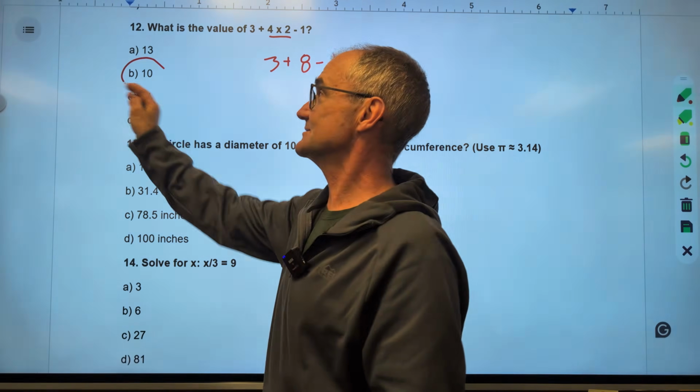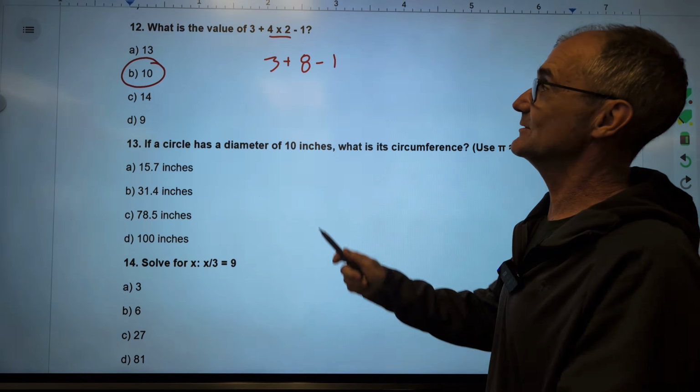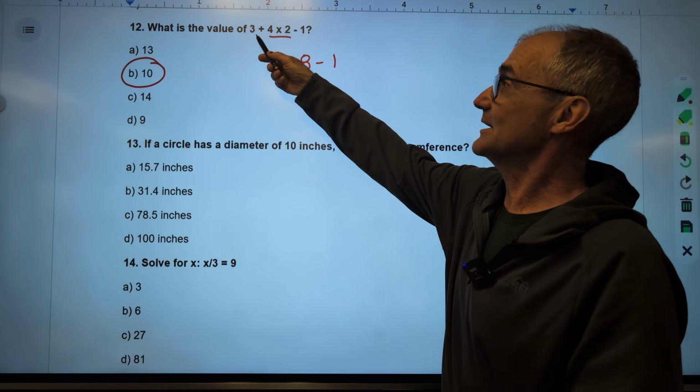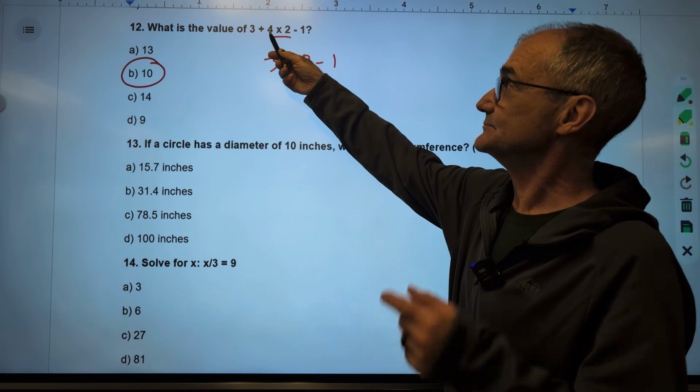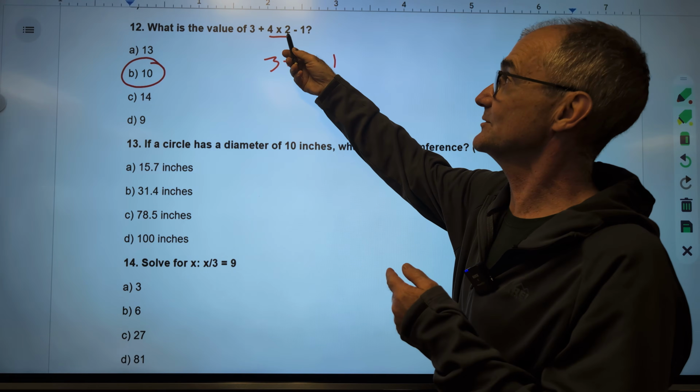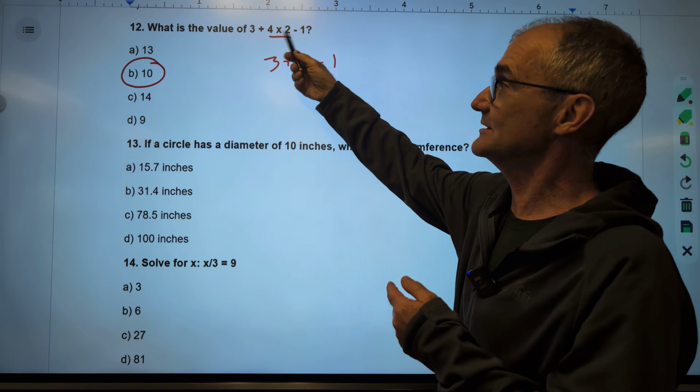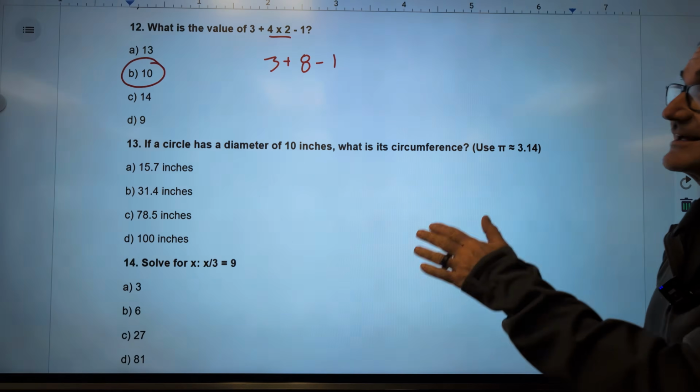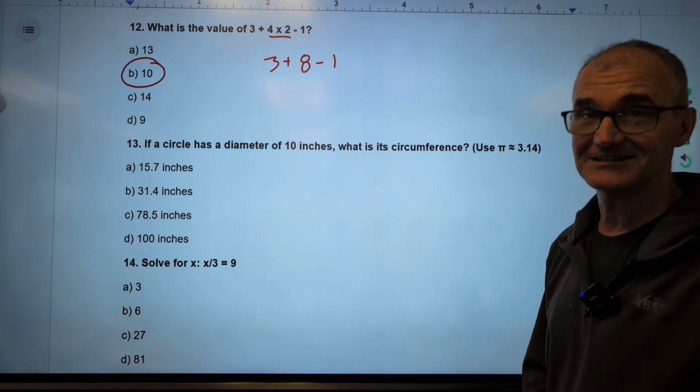Correct answer, answer B. If I went left to right, I go 3 plus 4, 7. 7 times 2, 14. 14 minus 1, 13. Wrong answer, answer A.